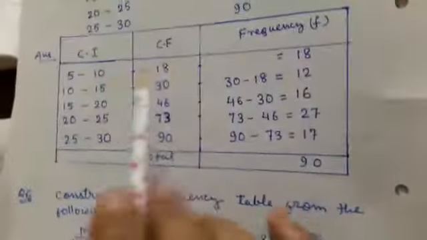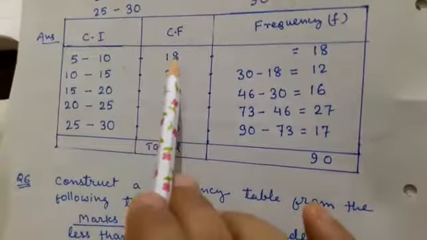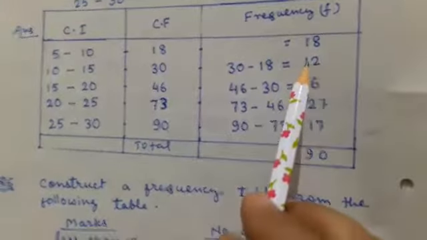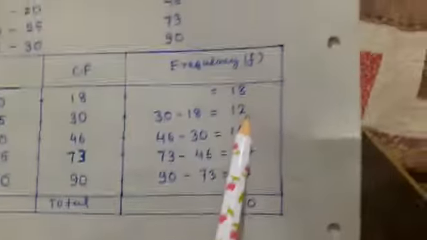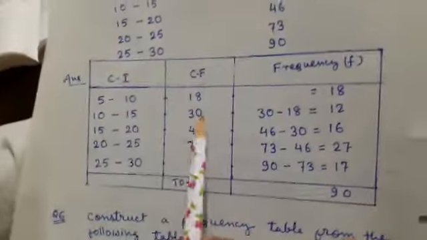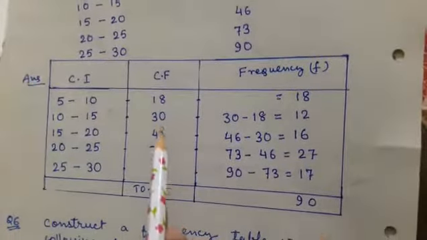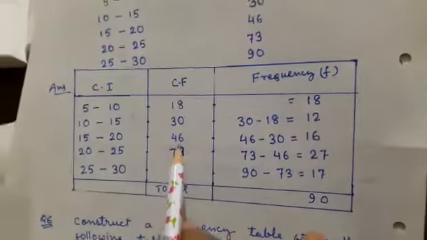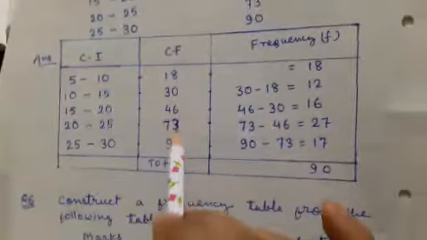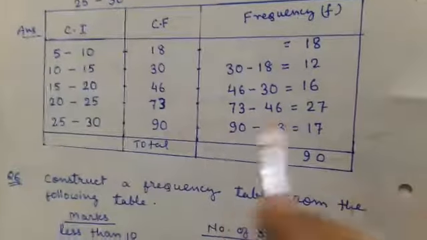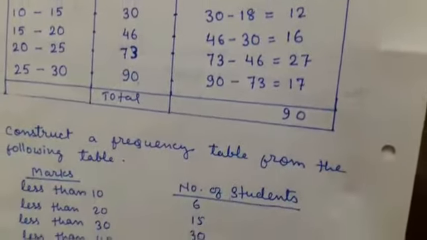In the next group, what you have to do, this 18 will be subtracted from 30 to get the frequency. So 30 minus 18 is equal to 12. In the next class interval, this 30 will be subtracted from 46. In this way you will get 16. Similarly in the next group, 46 will be subtracted from 73, we will get 27. And in the next group, 73 will be subtracted from 90 and we will get 17.